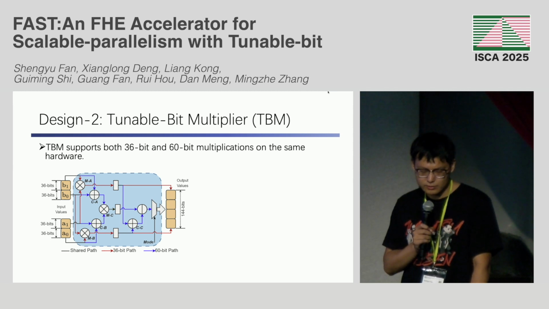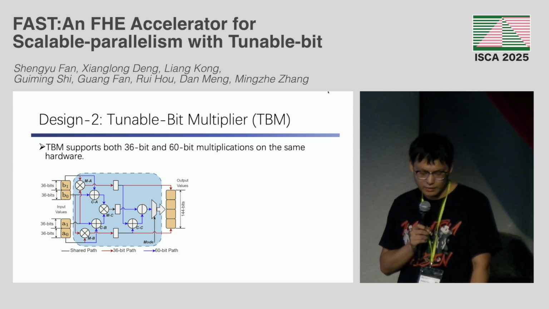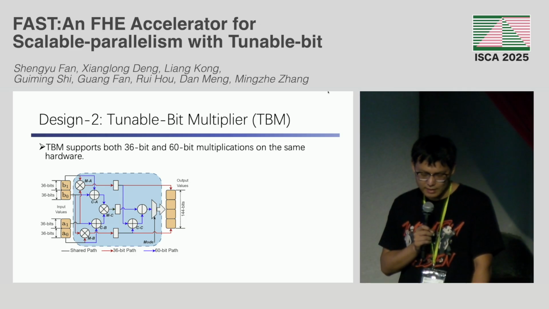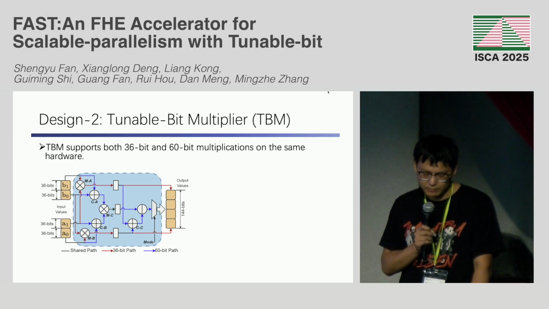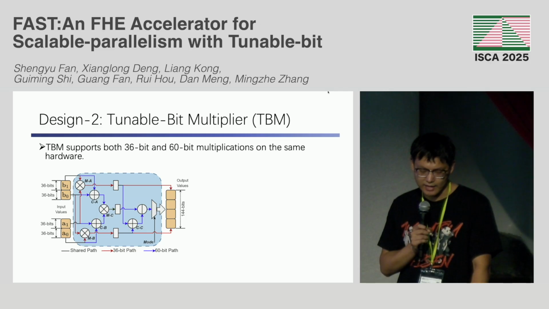In addition to software level support, to flexibly accelerate both the KRSS and hybrid methods, we also require hardware level adaptability to support mixed precision computation. Based on our previous motivation analysis, we designed a tunable-bit multiplier, which is capable of dynamically switching between 36-bit and 60-bit precision at runtime.